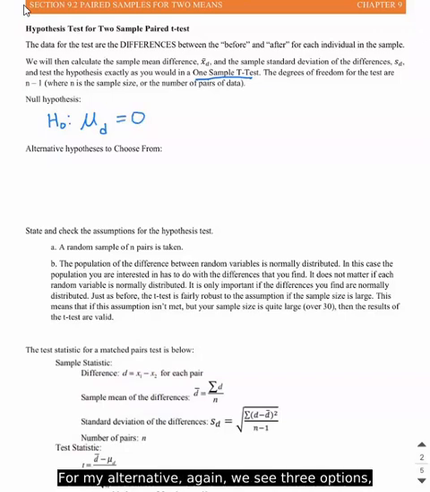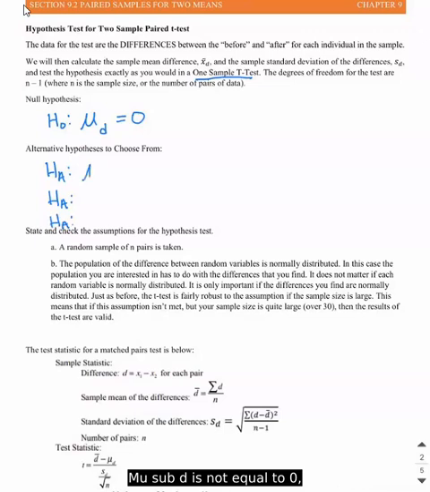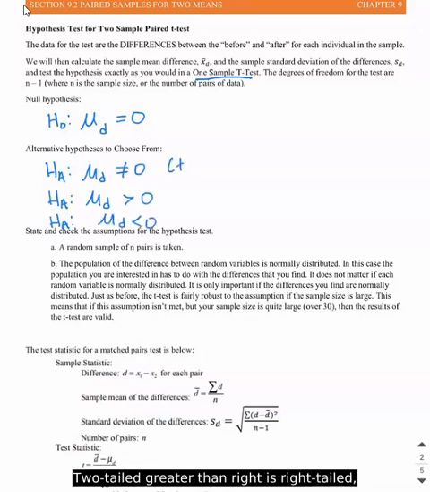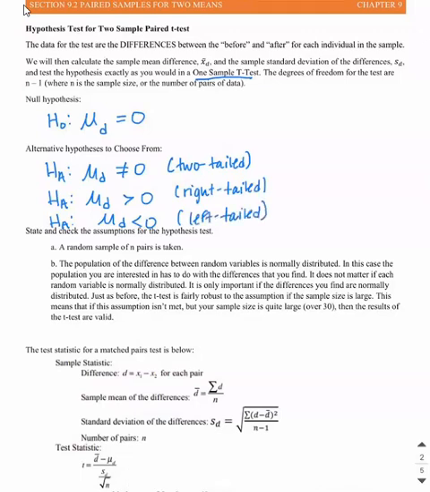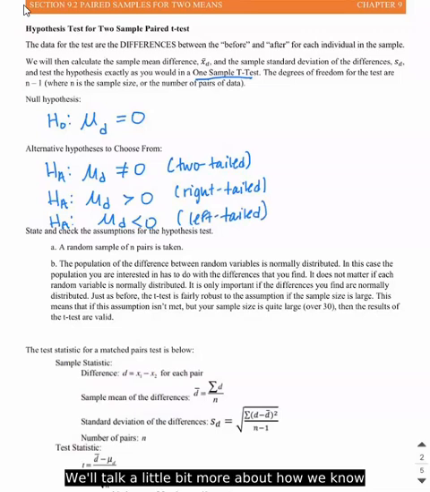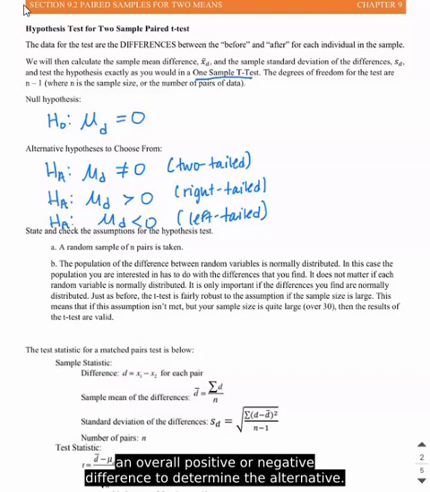For my alternative, again, we see 3 options, the same options we saw last time. Mu sub d is not equal to 0, mu sub d is greater than 0, and mu sub d is less than 0. So not equal is two-tailed, greater than is right-tailed, and less than is left-tailed. And we'll talk a little bit more about how we know, because it's the difference between them. We're going to talk about whether we want an overall positive or negative difference to determine the alternative.